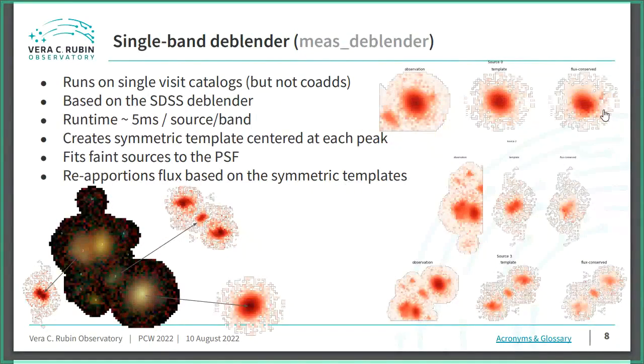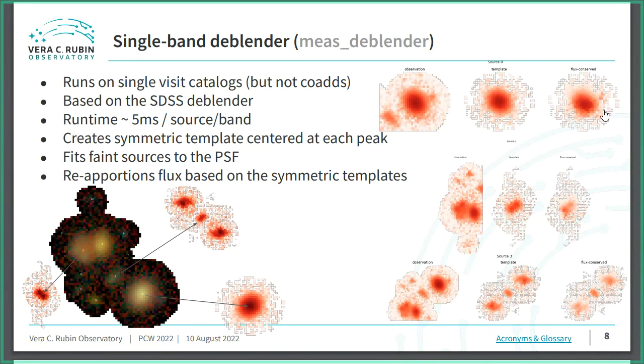Okay, so the first thing is the single band deblender. This is what's running on the single visits. Actually, no, I'm sorry, it's not running on the coadds. This is only running on the single visits, not the coadds.